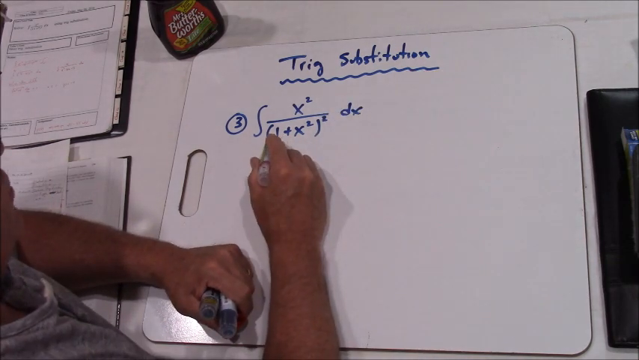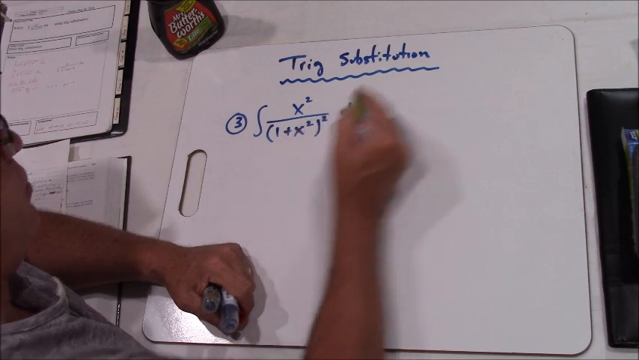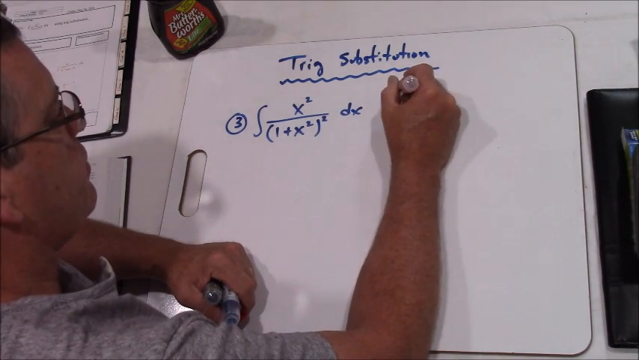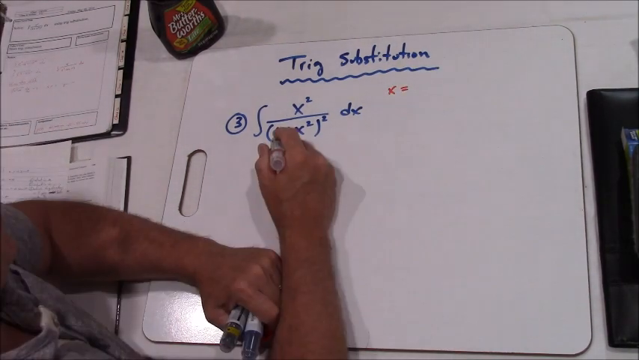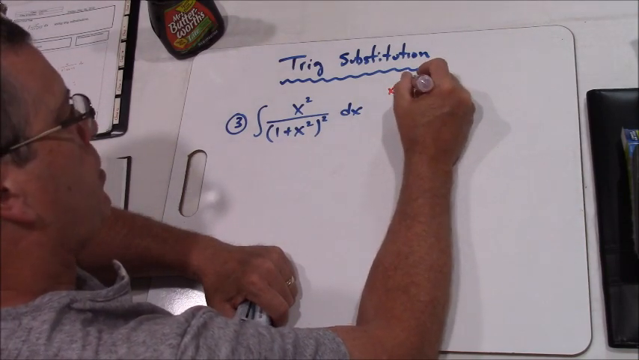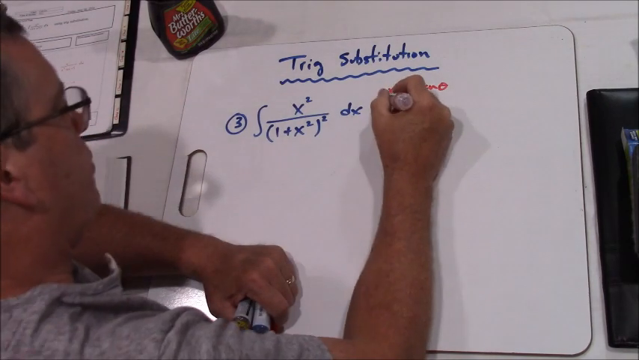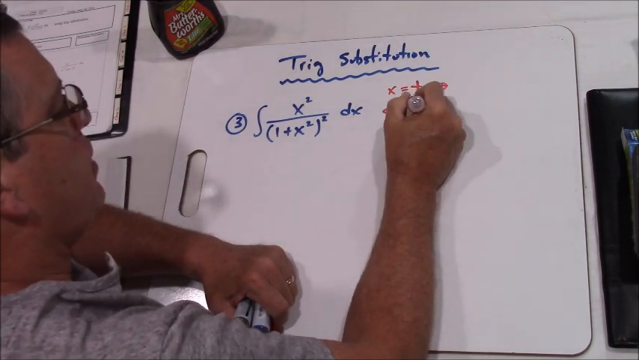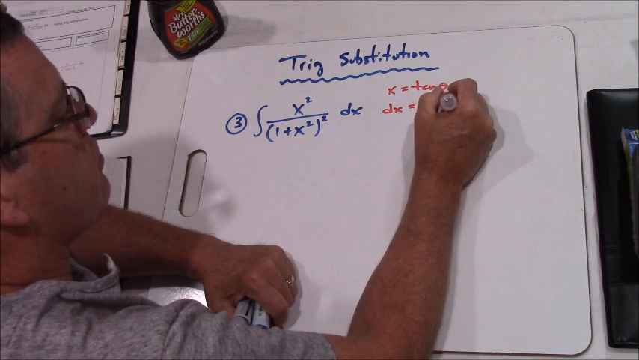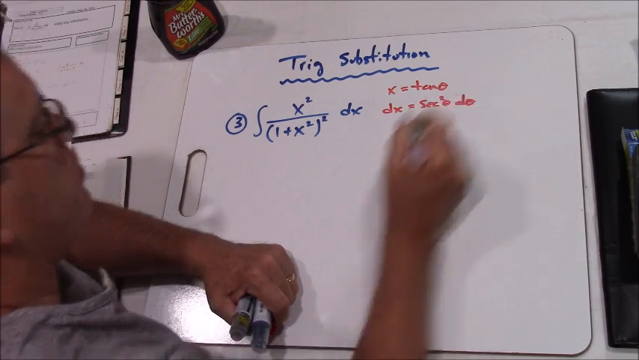I would look at this and say this is a squared plus u squared. So I want to let u, which is going to be x, equal a tangent theta, which a would be 1, so tangent theta. So if I take the derivative, I've got dx equals a secant squared of theta times the derivative of the angle, which is 1, and I just took the derivative of theta.